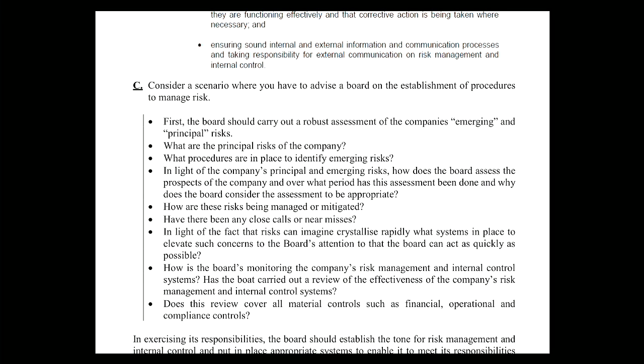So think about the question, any kind of scenario, think about it that way. What are the principal risks of the company? Obviously, this will depend on the company's business, the market, and all that. What procedures are in place to identify these risks? How does the board assess the prospects of the company and over what period? How are the risks being managed or mitigated? So that's a constant one, right? Because that forces you to check whether your systems are working. So think about cybersecurity. There's no point just setting up a system. You need to have a process for checking it up, right?